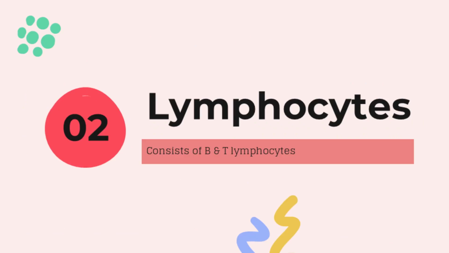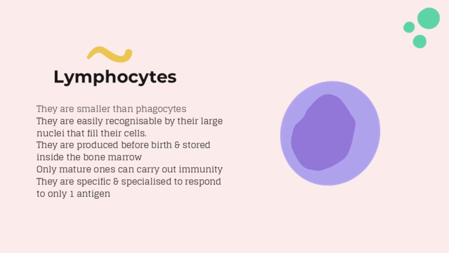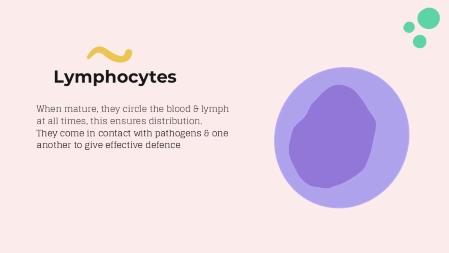Lymphocytes. B and T lymphocytes. These are smaller than phagocytes and easily recognizable by their large nuclei that fill their cells. They are produced before birth and stored inside the bone marrow. Only mature ones can carry out immunity. They are specific and specialized to respond to only one type of antigen. When mature, they circle the blood and lymph. This ensures distribution. They come in contact with phagocytes and one another to give an effective immune response.